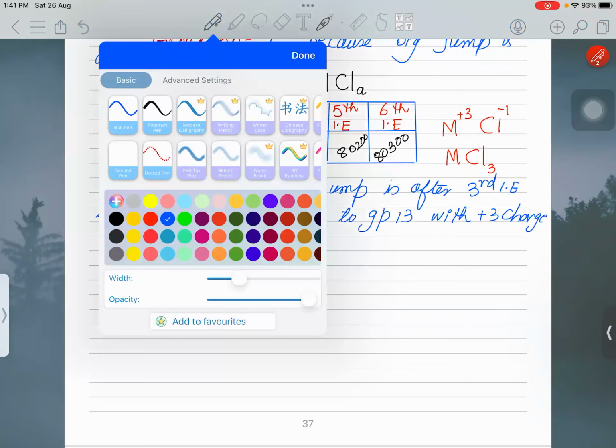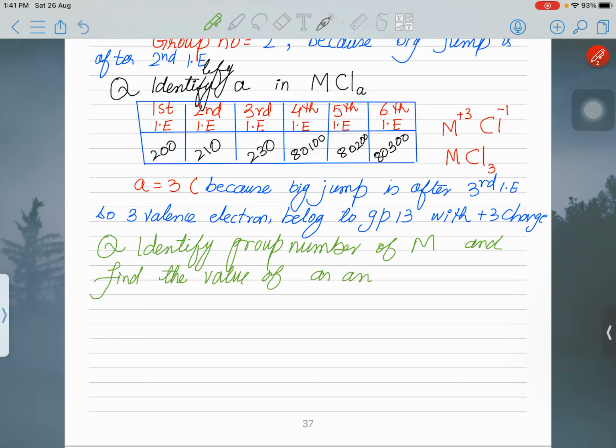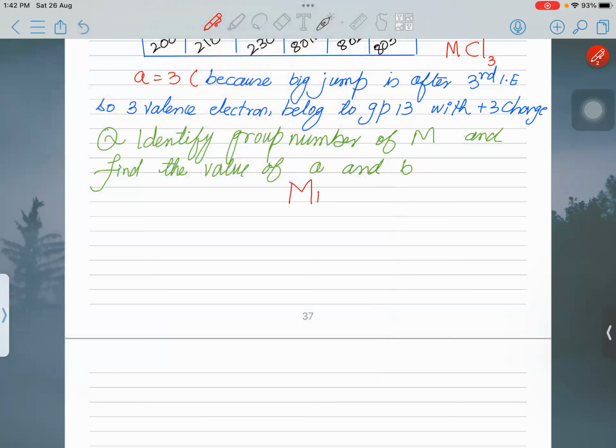Now next question. Identify M. Identify group number of M and find the value of A and B. Question is M, B, X, A.